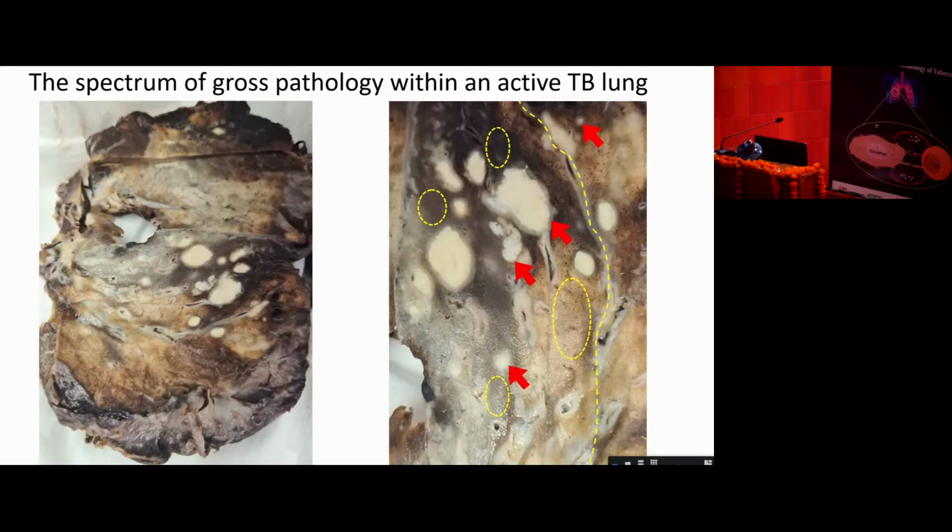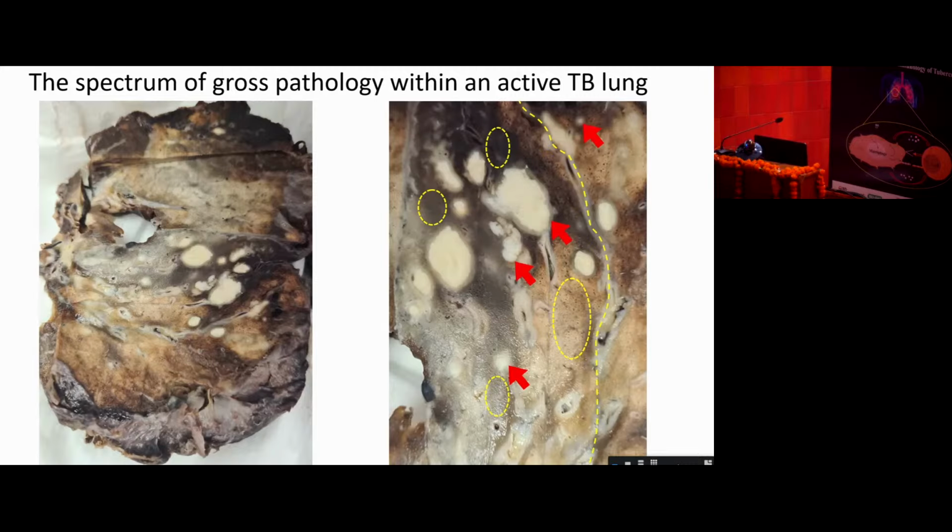So microscopically, you can see much more, and you can see the full spectrum of lesions in virtually every TB diseased lung, ranging from what we would view as latent lesions to active, progressive, regressive, and healed lesions.